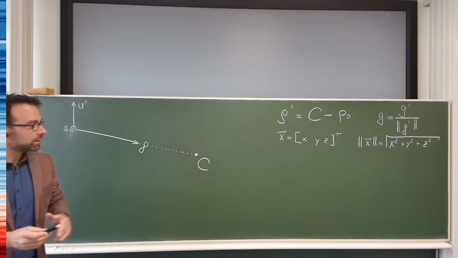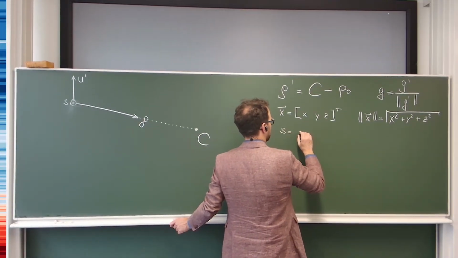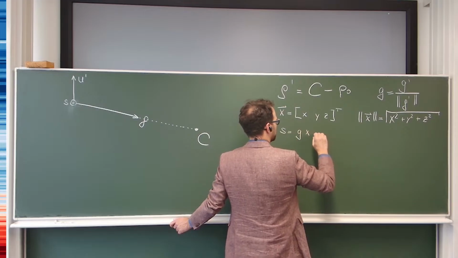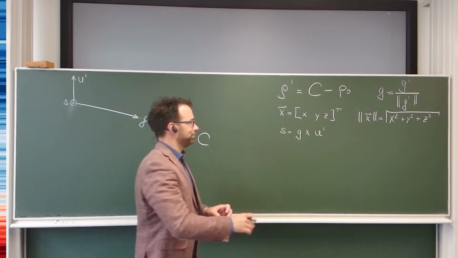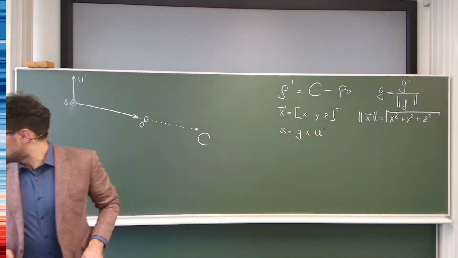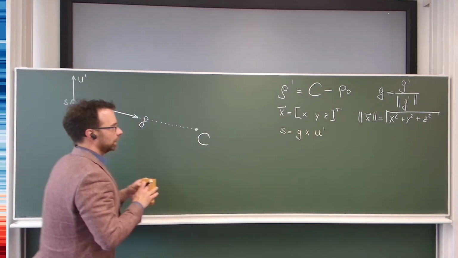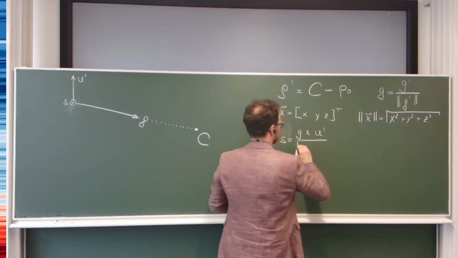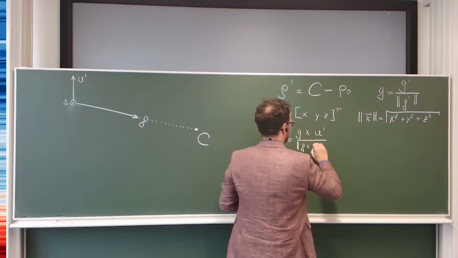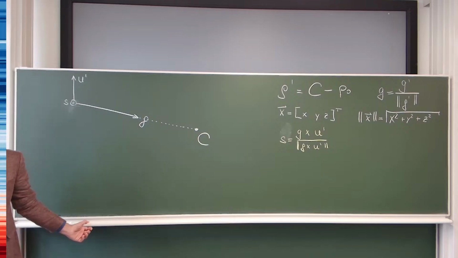Okay, so side is gaze cross up. Well, not quite. Where is a sponge? Well, there it is. Not quite. The side vector is gaze cross up-ish, divided by the length of this vector, because we need a unit vector once again.